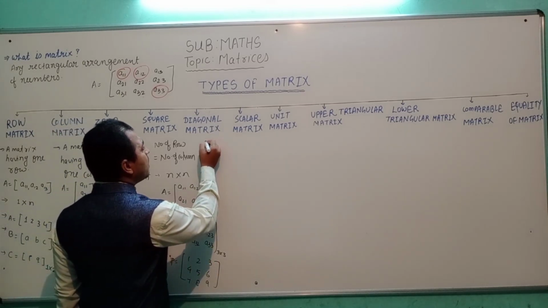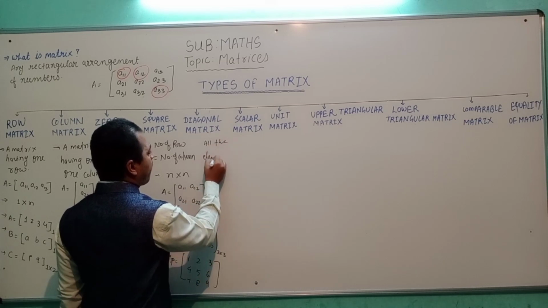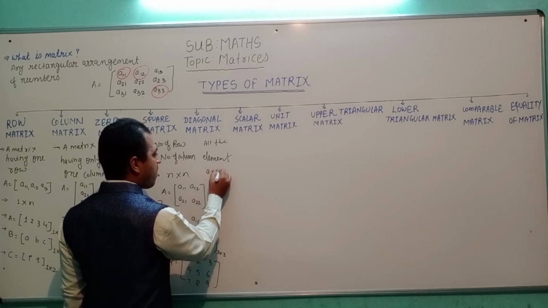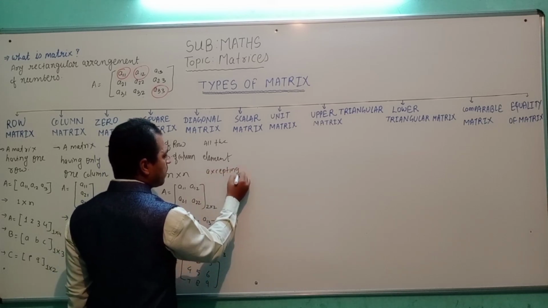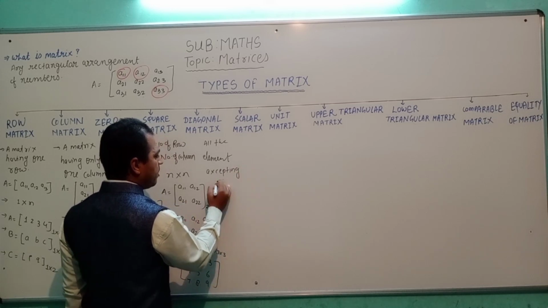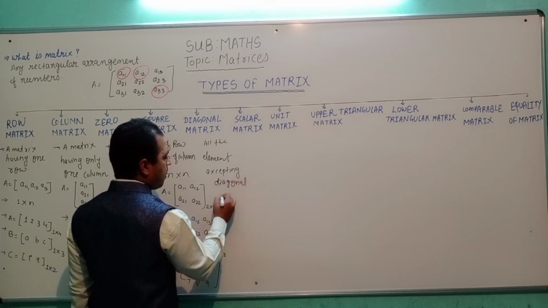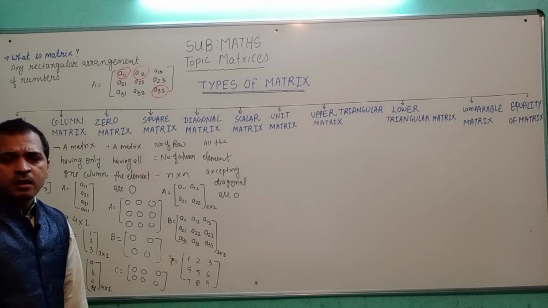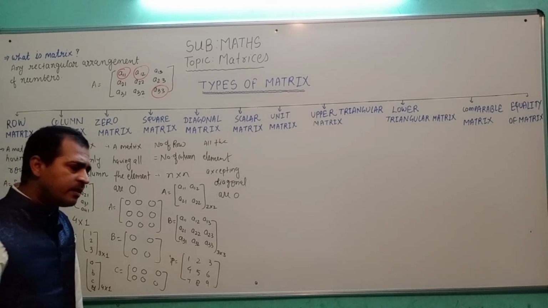So all the elements excepting the diagonal are 0. In this matrix, all the elements excepting the diagonal are always 0.